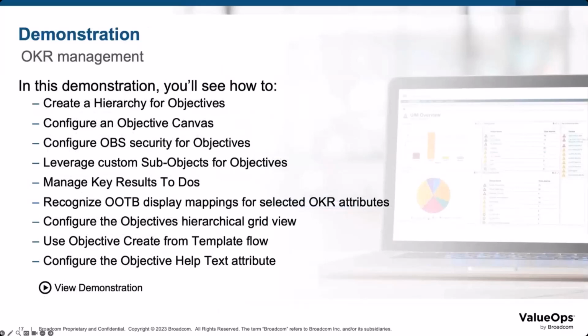We'll just quickly have you recognize the out of the box display mappings for the selected OKR attributes. We will configure the objectives hierarchical grid view. We will use the objective create from template flow and configure the objective help text attribute. So let's get into that right now.